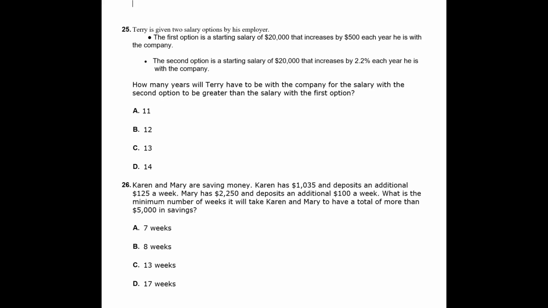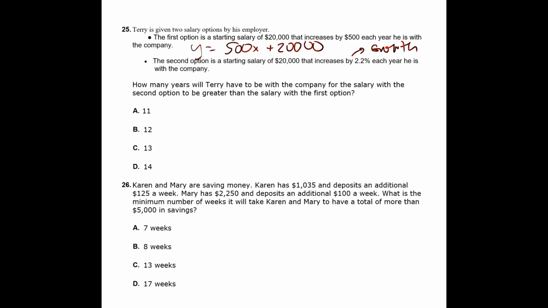Terry is given 2 salary options. The first one is a starting salary of $20,000 that increases $500 each year. That's linear. So I'm going to write it in slope-intercept form: 500x plus 20,000. The second salary is $20,000 that increases by 2.2% each year. Well, that's exponential, and that's exponential growth, buddy.